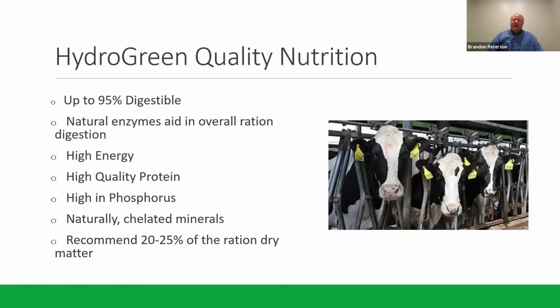The feed itself is high in energy. It's high in protein and it's high in phosphorus. So if you look at your most expensive macronutrients in a diet, it's energy, protein, and phosphorus. The neat thing about fodder itself, it's high in all three of those. The germination process is going to naturally chelate the minerals. We recommend about 20 to 25% of the ration dry matter come from hydrograin or come from fodder.